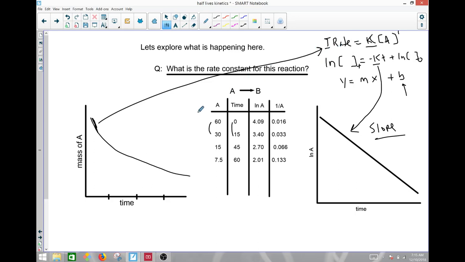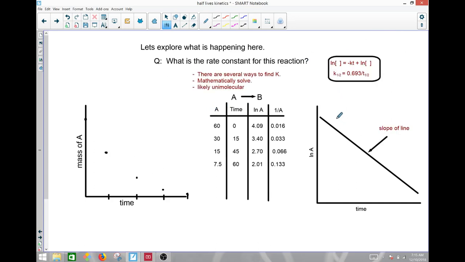Either way, now we have three ways of calculating the k value: either via the initial rate law, the integrated rate law for that order, or the actual graph slope. All right, and of course here now, there's the equation right here. What is the rate constant for this reaction?